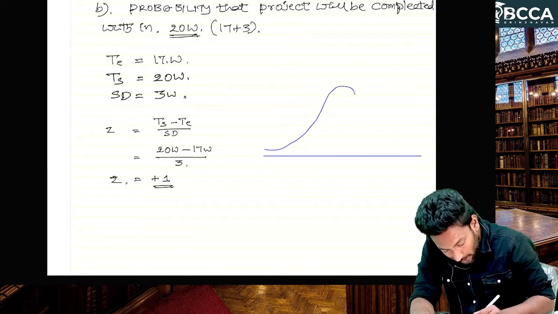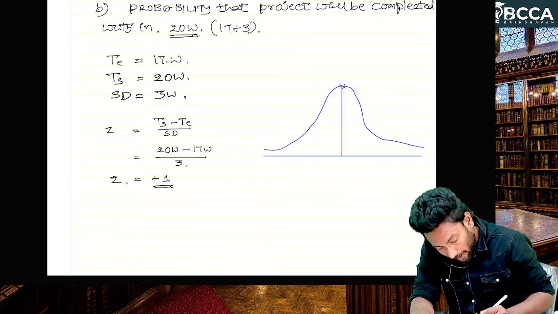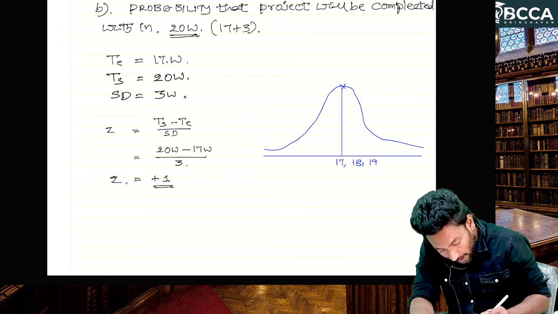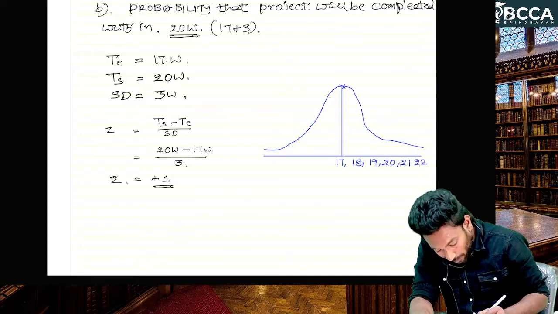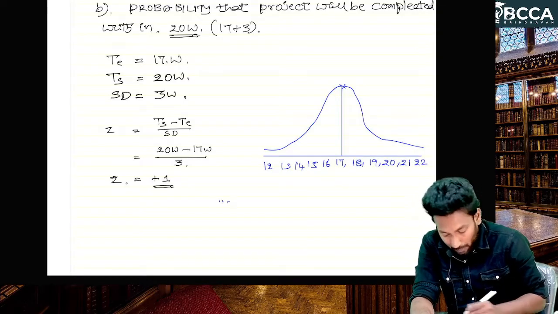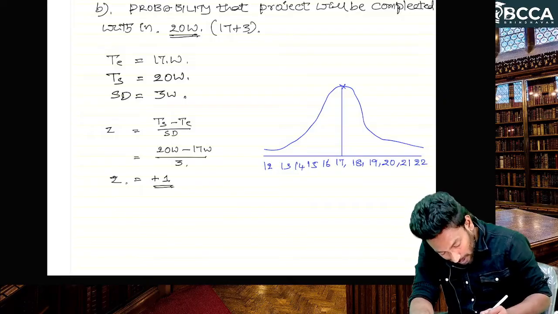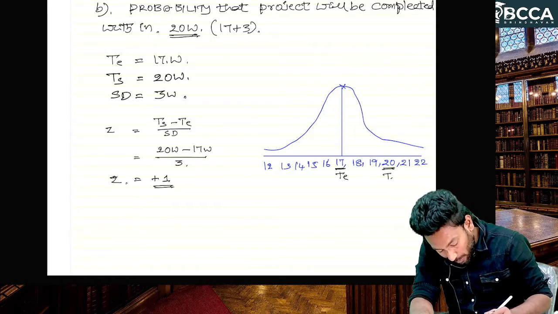Again, this is the curve. At this peak point we will have the expected time, that is 17 weeks. 17, 18, 19, 20, 21, 22, and 16, 15, 14, 13, 12. So this 17 is the expected time, this 20 is the stipulated time, and in between.